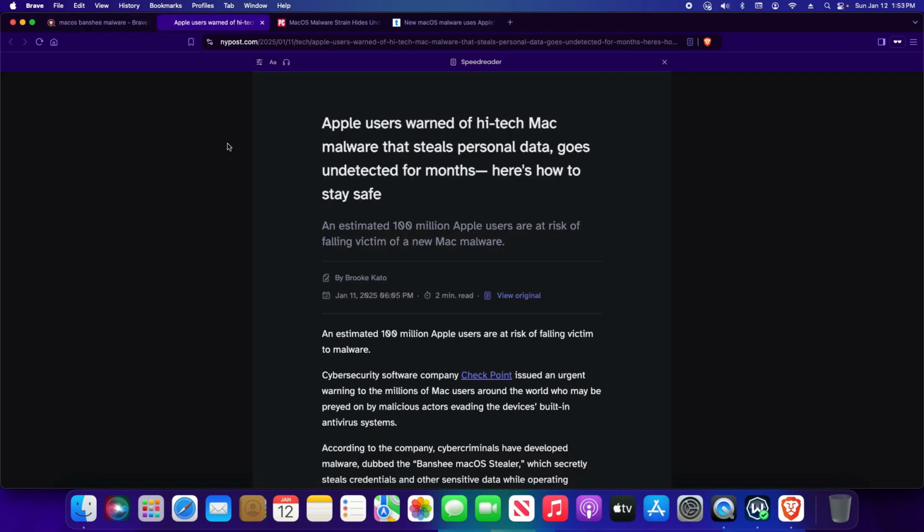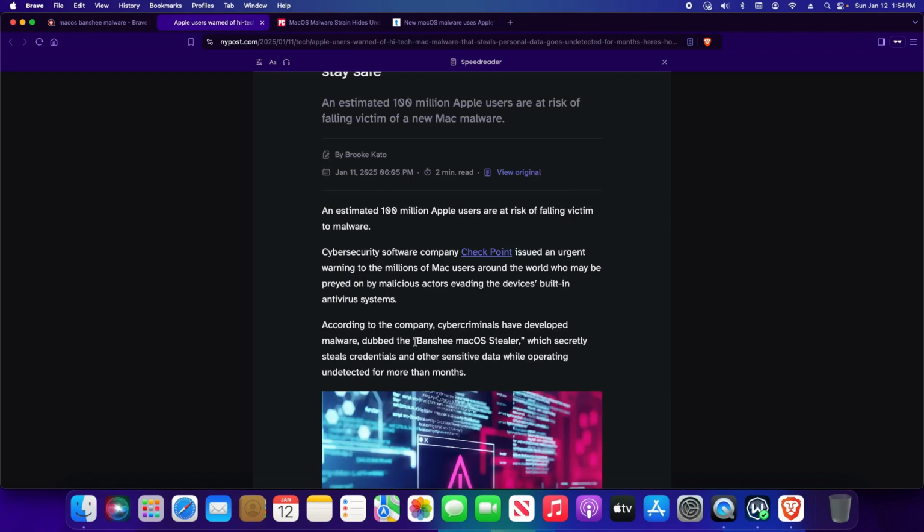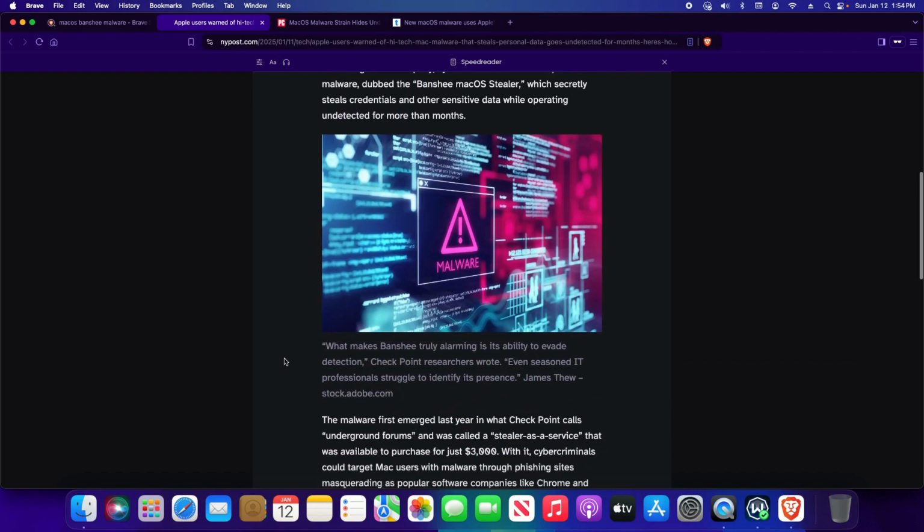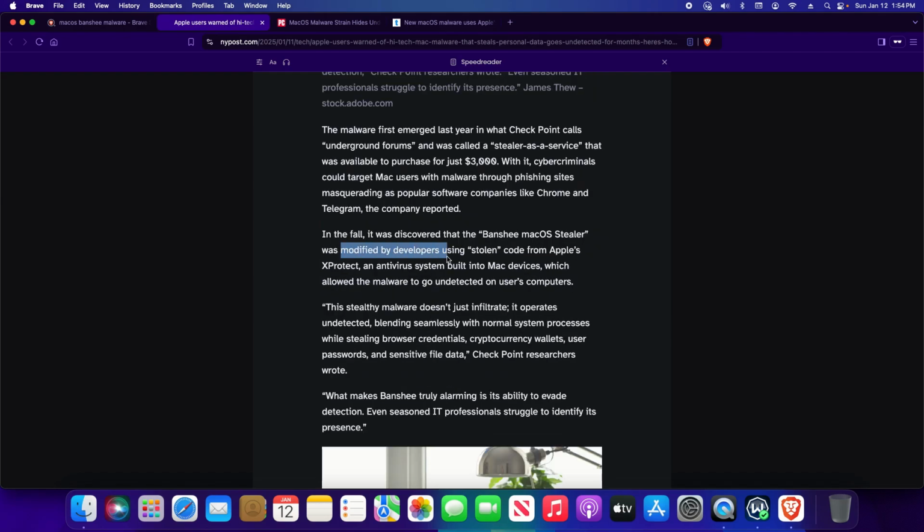But for those of you wondering what this malware attack is, Apple users warned of high-tech Mac malware that steals personal data, goes undetected for months. And it does appear that they may be targeting cryptocurrency, but of course they're going to try to steal any personal information that is of value. This piece of malware is called Banshee, which has been operating undetected for quite a while. And this is partly because of what happened right here.